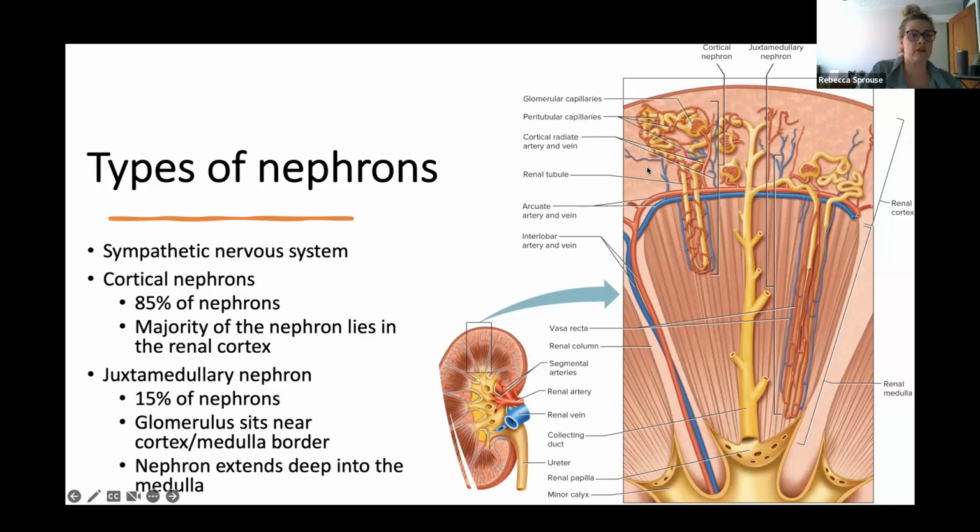Now, most of the nephrons are going to look like this. They're going to be cortical, which means that most of them are going to be out towards the cortex as much as possible. Juxtamedullary nephrons are about 15% of the nephrons. Those are going to extend down into the medulla. Now, why do we have both? Well, there's millions of these little guys in each kidney. And so they have to be staggered like this in order to fit as many as possible inside that kidney.